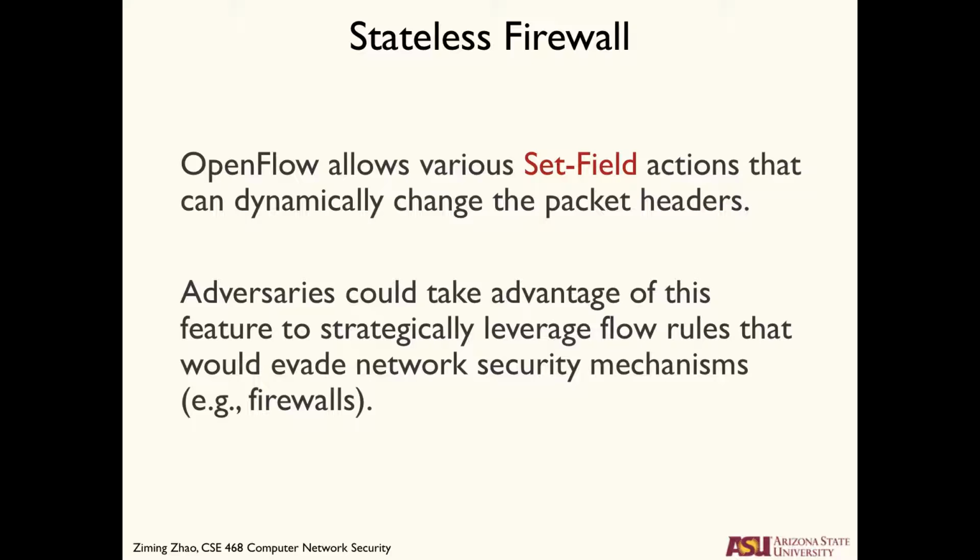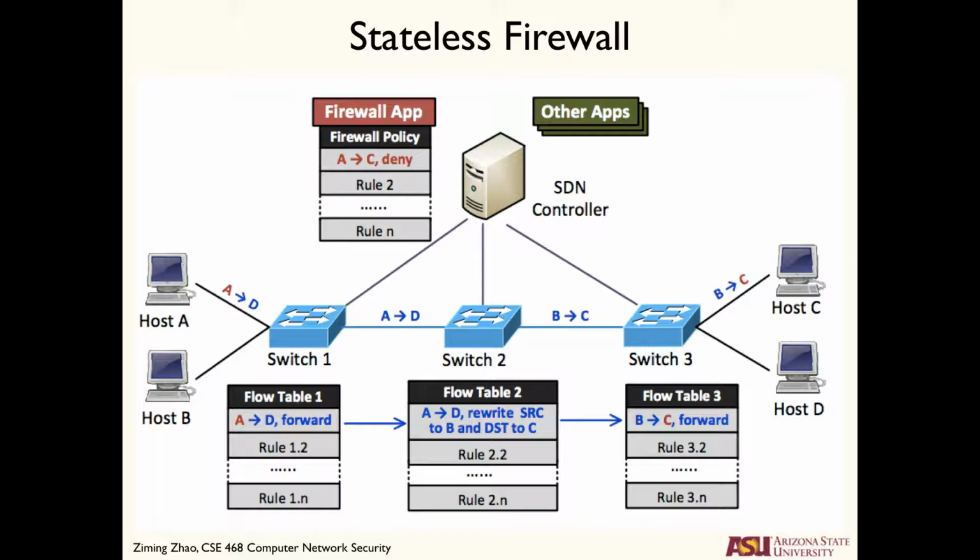The OpenFlow protocol allows switches to change those packets. And if an attacker installs some malicious applications on top of our SDN controller, those malicious applications can instruct the switches to change those packets. And by changing those packets, they could possibly bypass our previous firewall rules. So let me show you an example.